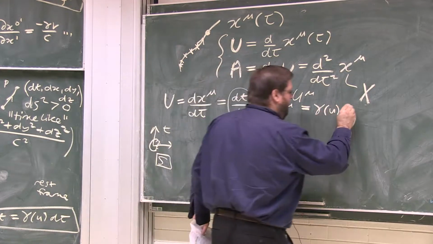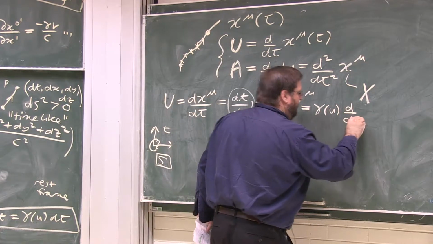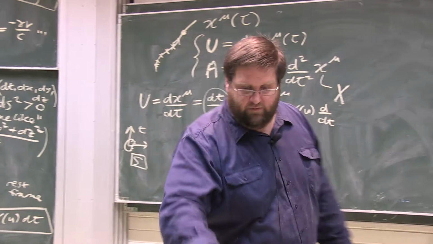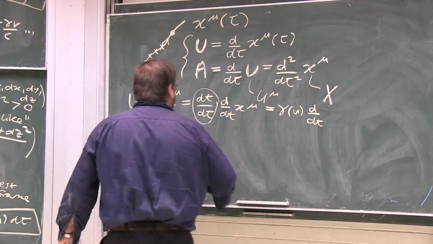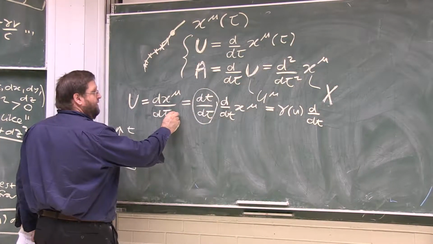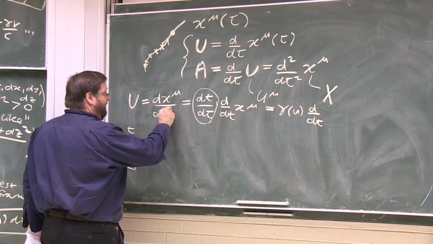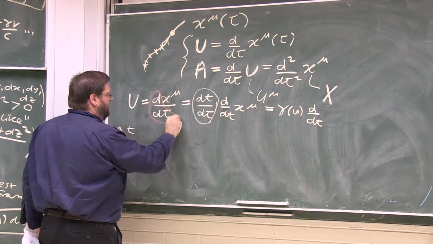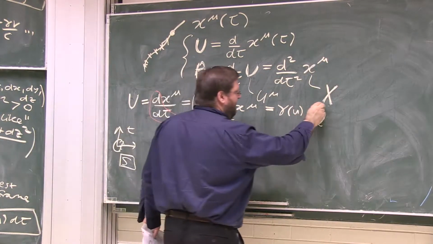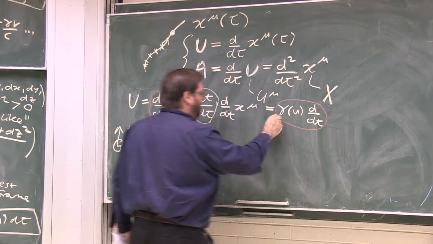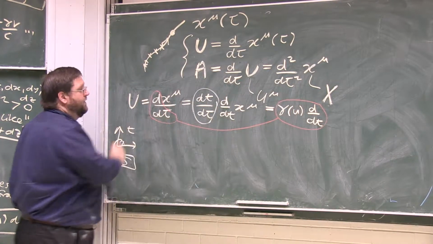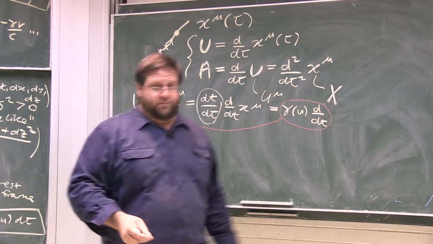So what we've just learned is a trick I'm going to use a few times today, so I'm going to underline it in red, that d by d tau is the same thing as gamma d by dt. Yep. So I'll use this a couple of times today. These things are the same thing.